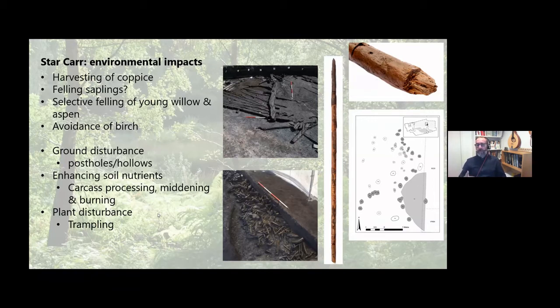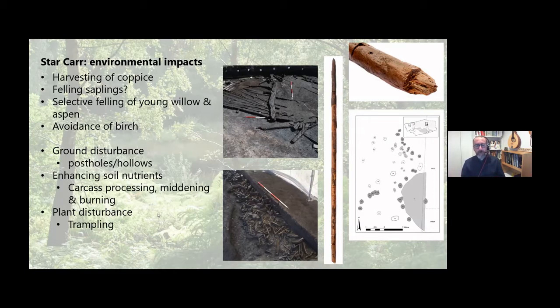People are also avoiding felling birch trees. There's very little evidence for the use of birch wood. People seem to be focusing specifically on willow and aspen, whereas they use birch for its bark, which doesn't involve killing the trees. So there's lots of impacts people are having on the woodland.